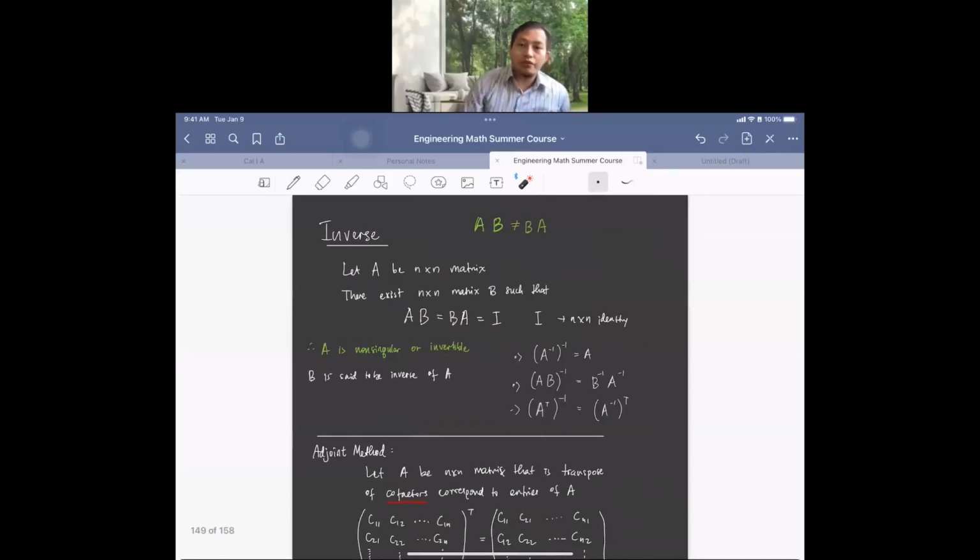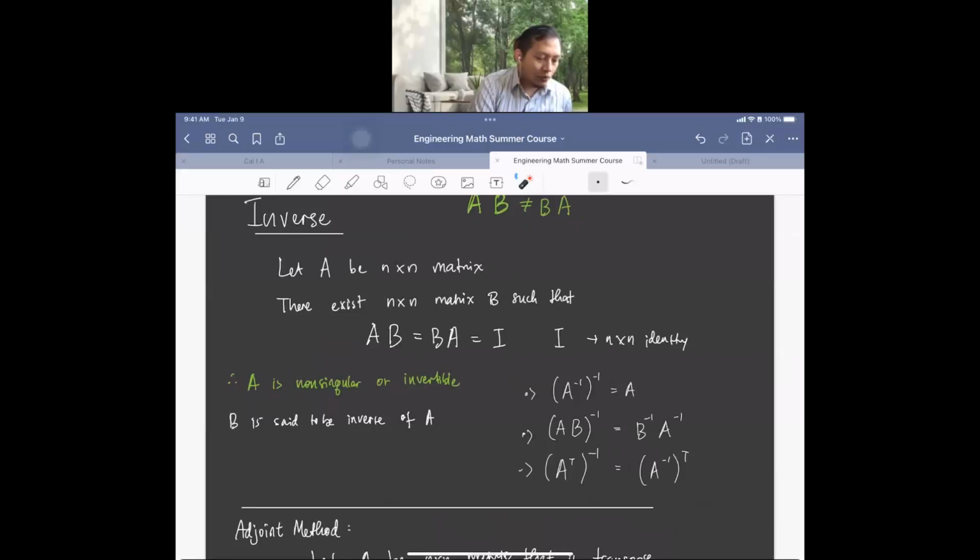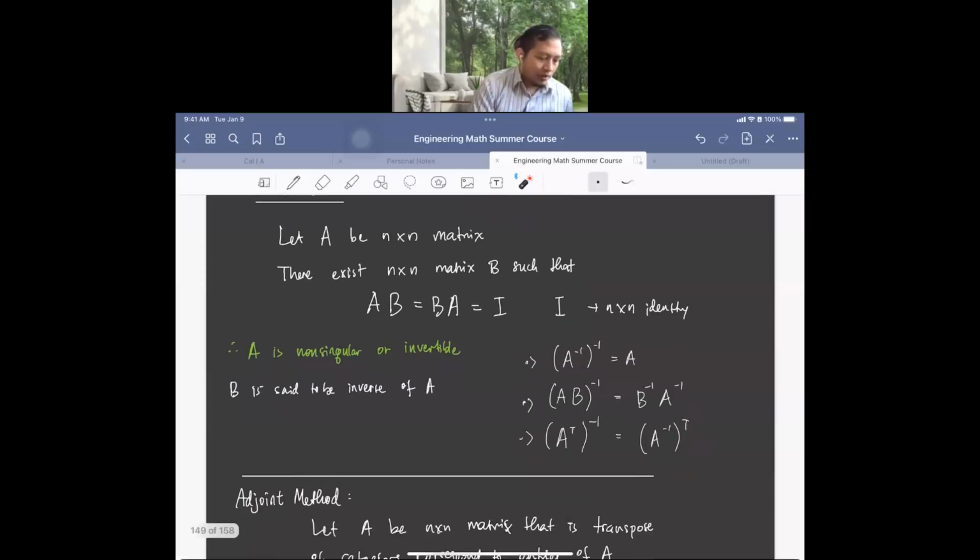And then after we dive into the determinants, we have the inverse. The inverse means that if we can make this property here, matrix A times matrix B equals matrix B times matrix A equals the identity matrix, we call that B is the inverse of A. And there is some property that is, I think, important here.